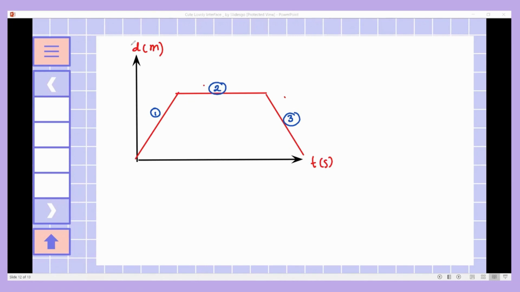Now, if it is the VT graph, let's say everything is the same, but this time we are having the VT graph. This time the region 1 is for the acceleration, and especially if the gradient is the same throughout the journey, it is uniform acceleration. And over here, the second region, the object is having the constant velocity, the uniform velocity, and the third one is still the same gradient, so uniform deceleration, but in the opposite direction. So we do use the word deceleration when it comes in the opposite direction.